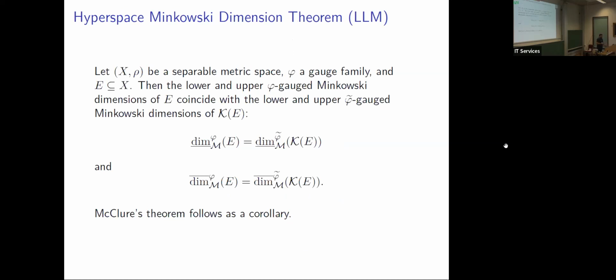So here's our more general theorem. If you have any separable metric space and you have a gauge family, then, so this is the first hyperspace dimension there, just for Minkowski dimensions, in general taking this jump gets you to the hyperspace of compact sets with the same upper or lower Minkowski dimension. That balances that out exactly. So McClure's theorem follows as a corollary here, because remember that was about Hausdorff dimension, but it was about self-similar sets. And I said that for self-similar sets, the Hausdorff dimension and Minkowski dimensions coincide. So this gives that.